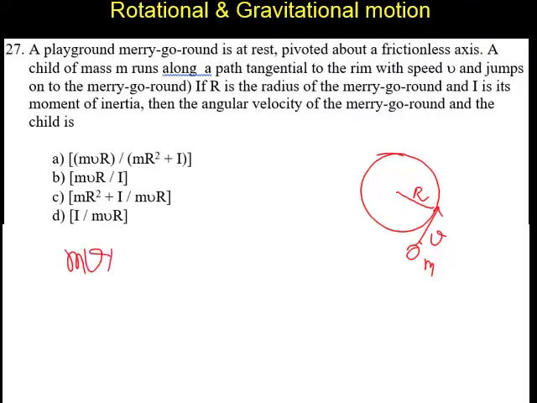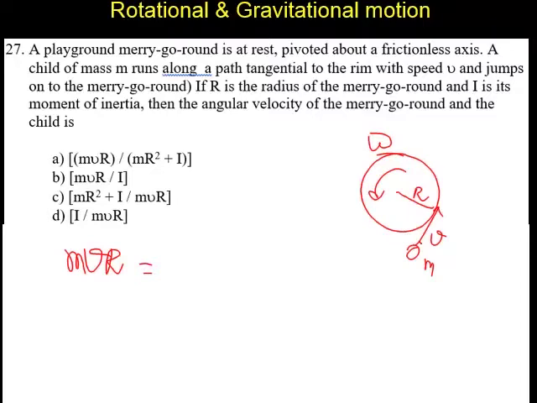So using conservation of angular momentum, the initial angular momentum of the kid, mass of the kid into velocity into radius, this is the initial angular momentum mvr. That should be equal to the angular momentum after the kid gets onto the merry-go-round and the merry-go-round rotates with an angular velocity omega.